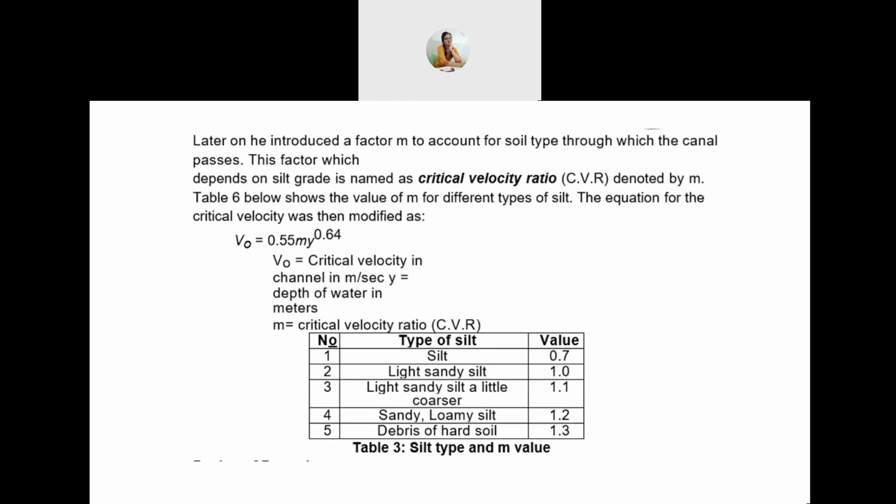The equation for the critical velocity was then modified as V0 is equal to 0.55 m Y to the power 0.64, where V0 is the critical velocity in the channel in meters per second, Y is the depth of water in meters, and m is the critical velocity ratio, CVR. In this table, silt type and m values are shown. Silt is 0.7, light sandy silt 1.0, light sandy silt a little coarser 1.1, sandy loam silt 1.2, and debris of hard soil 1.3.